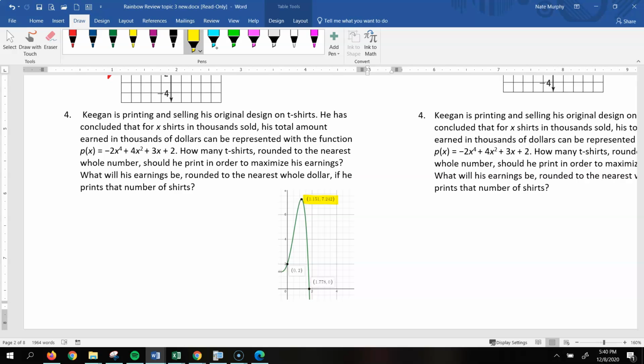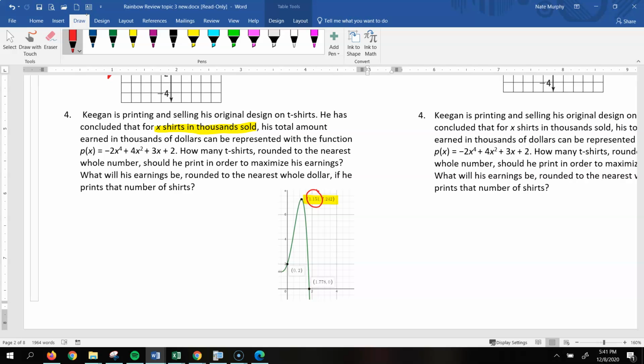Now we have to figure out what those values represent, because one of those represents a dollar amount, and another one represents a number of t-shirts. Here it says that X represents the number of shirts in thousands sold. Now that's really important. The X value represents the number of shirts we're going to sell. That does not mean that we're going to only sell 1.15 shirts to maximize profits. That doesn't make any sense.